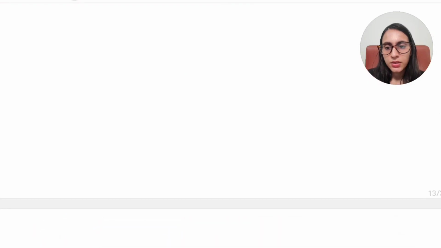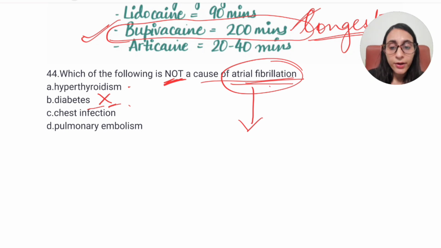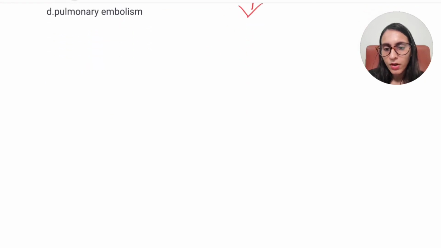Which of the following is not a cause? It is asking for the one that is not a cause. That means hypothyroidism can be a cause. Diabetes is typically not considered a direct cause. Atrial fibrillation is often associated with other risk factors like hypertension, heart disease, and hyperthyroidism, in fact. But diabetes is not a primary cause.